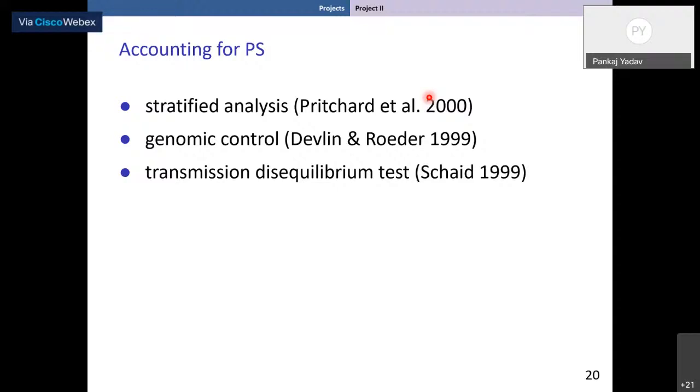So people have proposed different ways. Pritchard in 2000 proposed a stratified analysis. Here one can separate the strata and then do the analysis on the different strata. So that is one way, and then we have another approach in genetics that is called genomic control. That was also very popular. That was proposed by Devlin and Roeder in 1999.